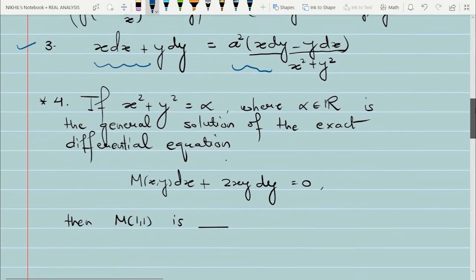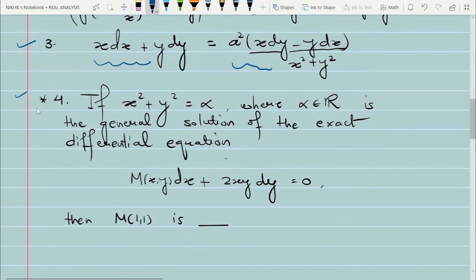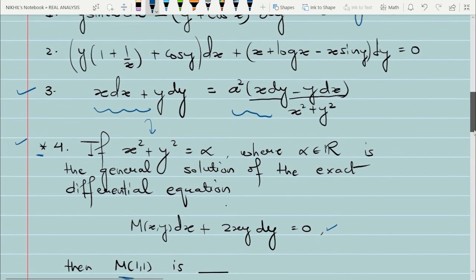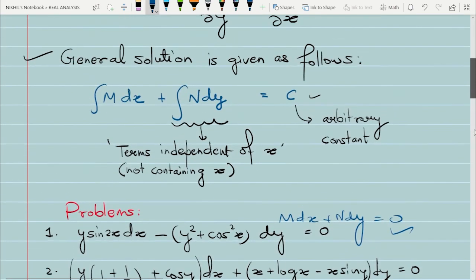And finally the last problem, I have marked it with this star because it is a very interesting problem. You are given an exact differential equation whose general solution is x square plus y square equal to alpha, where alpha is some real number. Then you have to calculate the value of this. It was asked in a competitive examination.